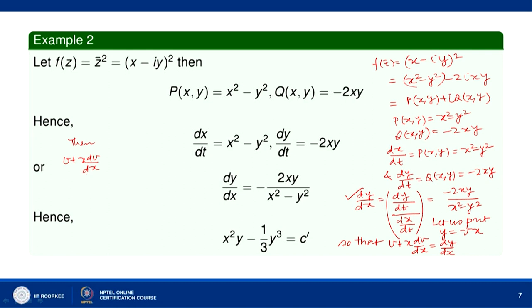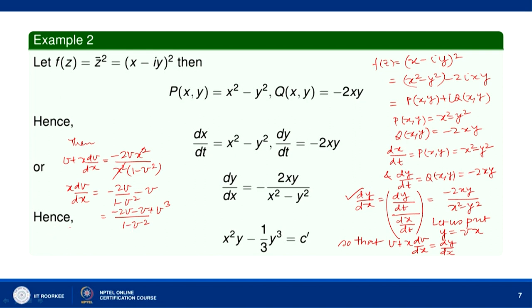v plus x dv over dx equal to minus 2vx square divided by x square times 1 minus v square. So we can cancel out x square, and then what do we get? x dv by dx equal to minus 2v upon 1 minus v square minus v. When you take the LCM, 1 minus v square, we have minus 2v, and then we have minus v, then we have plus v cube. So v cube minus 3v upon 1 minus v square.